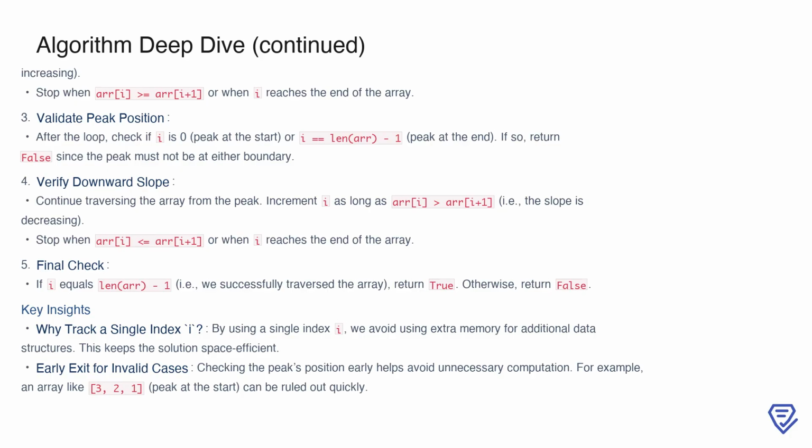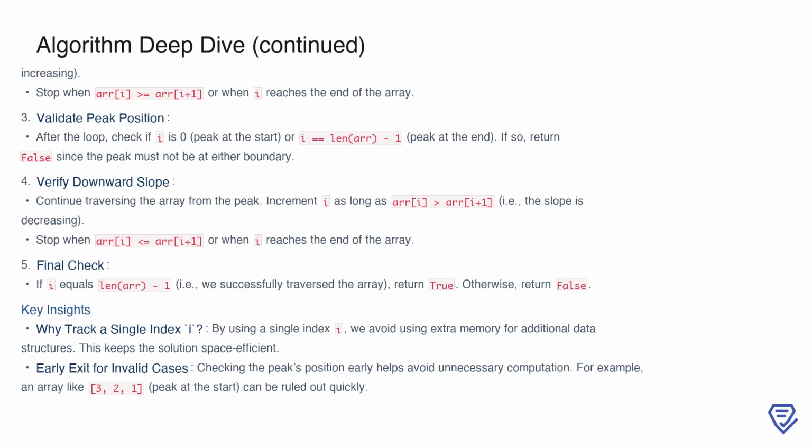Next, we validate the position of the peak. If i is still 0, it means the peak is at the very start of the array, which is invalid. Similarly, if i has reached the last index, the peak is at the end, which is also invalid. In either of these cases, we can immediately return false.